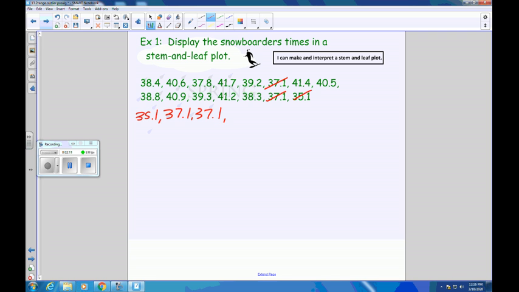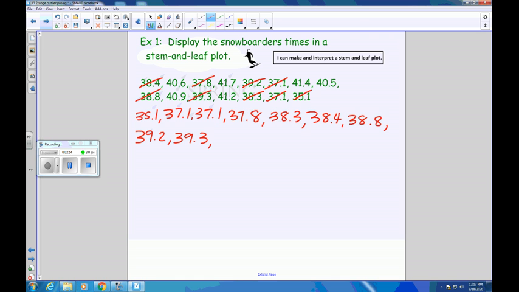Then I have 38.3. Oop, I missed one already. Before I do 38.3, I have 37.8, excuse me. Then I have 38.3. Then I have 38.4. Then I have 38.8. Then I have 39.2. Then I have 39.3.